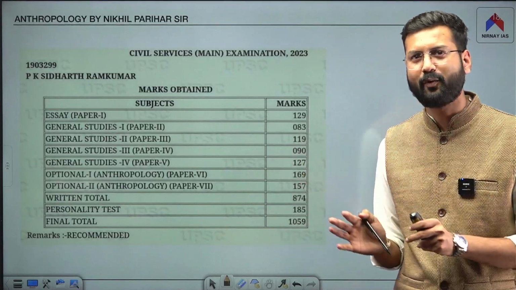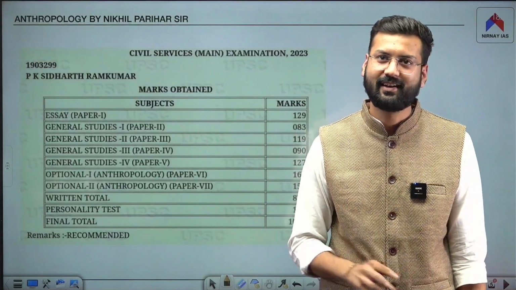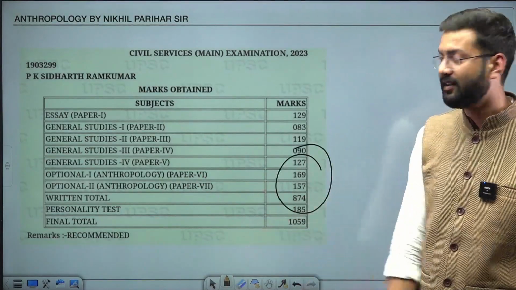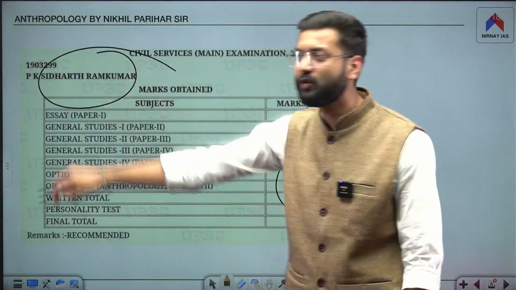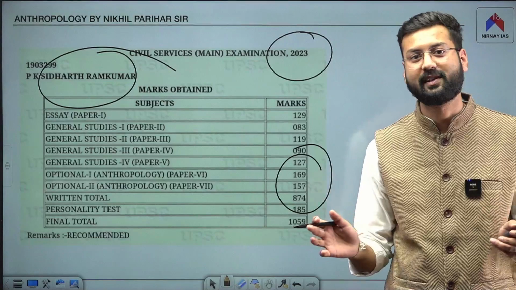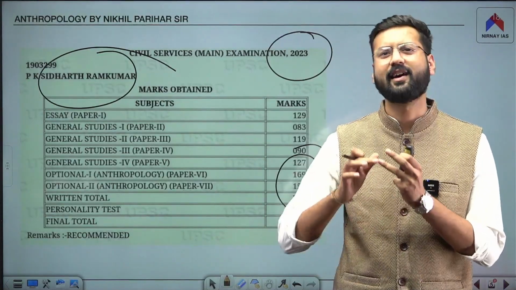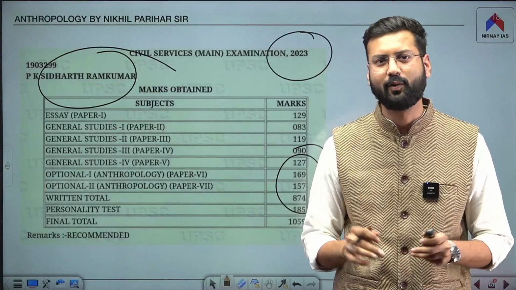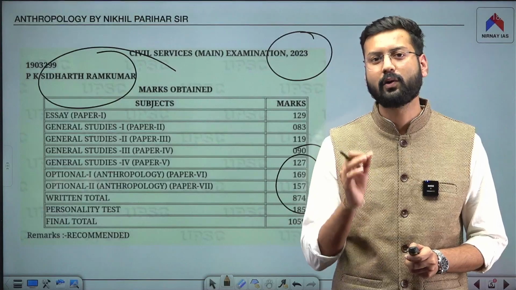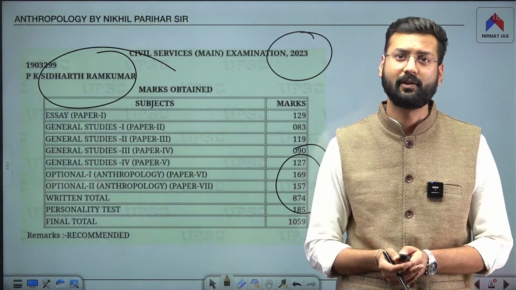The most obvious reason why in general we choose anthropology as our optional is this: the marks. This is Siddharth Ramkumar from the 2023 selection of UPSC, and this person has scored 326 marks. It is a known fact that anthropology is a scoring, consistent and highly rewarding optional. That we all know. But this video is not about these shallow reasons. We're going to look into specific, detailed reasons why you should choose anthropology as your optional.